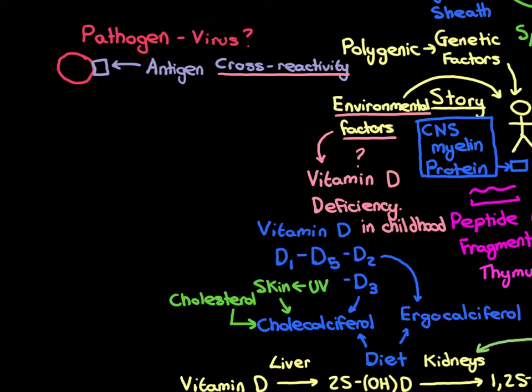Now, an important thing to say about when we initiate adaptive immune responses against pathogens is that this pathogen will have a huge number of proteins and therefore a huge number of potential antigens that we can initiate adaptive immune responses against.